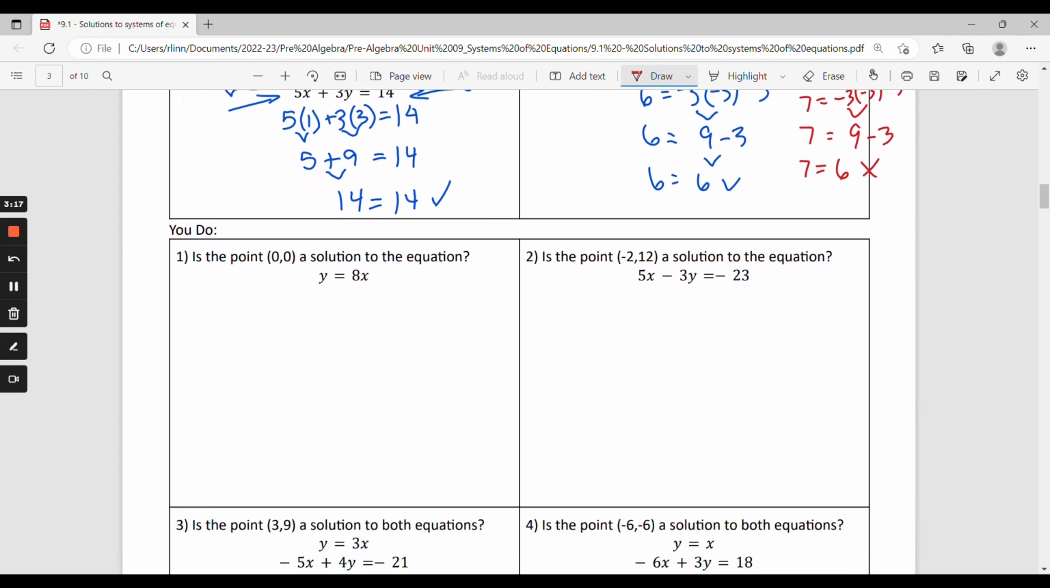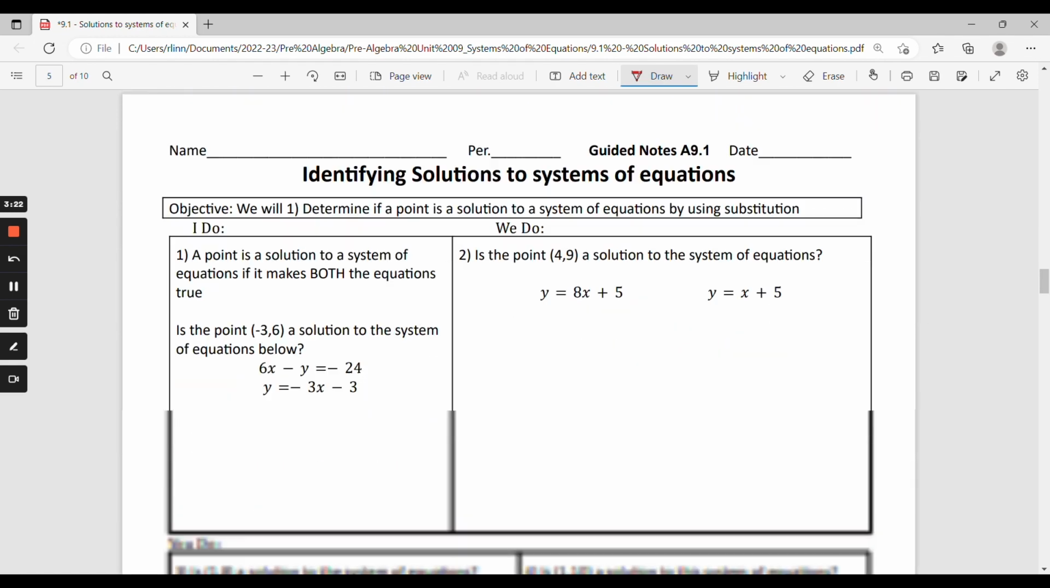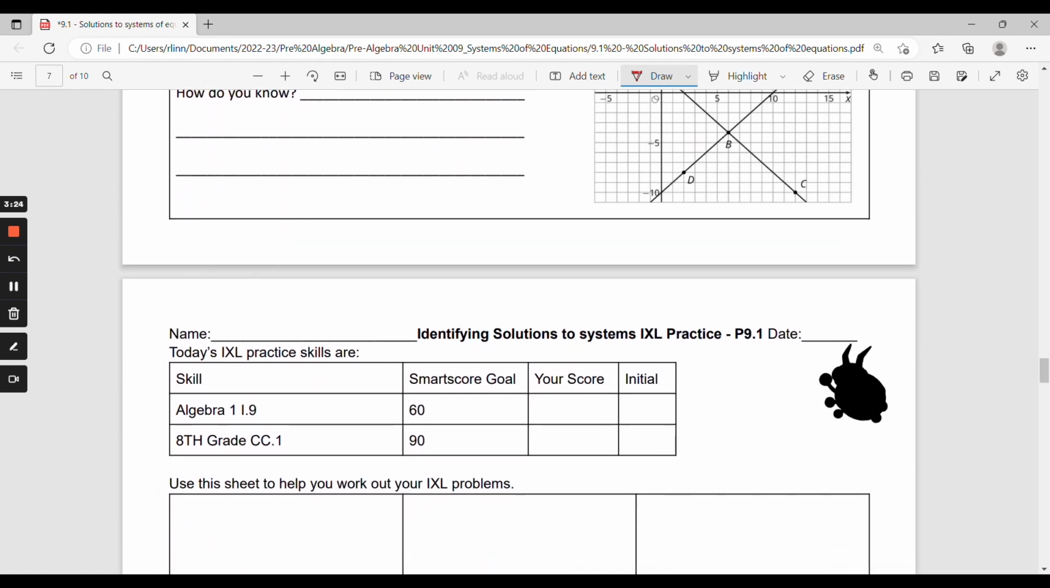So we've got 4 more problems here on this page, and then you can go ahead and practice the IXL skill I-9, Algebra 1 I-9, and that'll get you a little bit of practice on that skill.